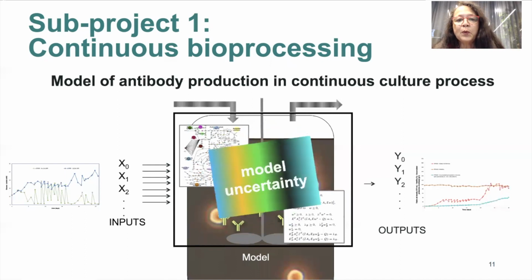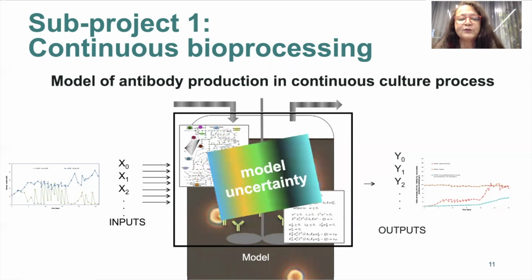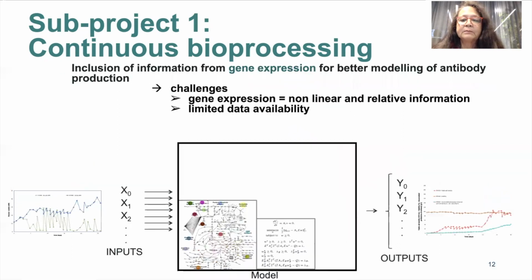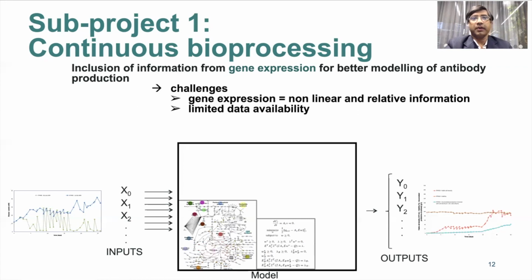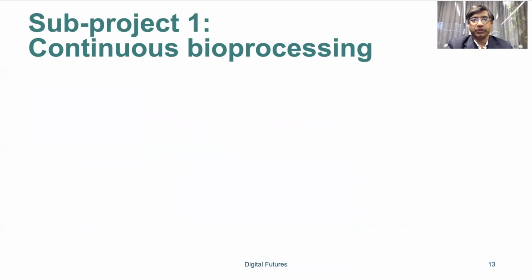This is supported by mathematical modeling. However, the modeling has some uncertainty. In the continuous bioprocessing sub-project, we'd like to include information from gene expression. The overall system is highly nonlinear, and also we have very limited data availability. In this project, we'd like to use model-driven deep learning systems and system identification to capture the information from inputs and to get relevant outputs.